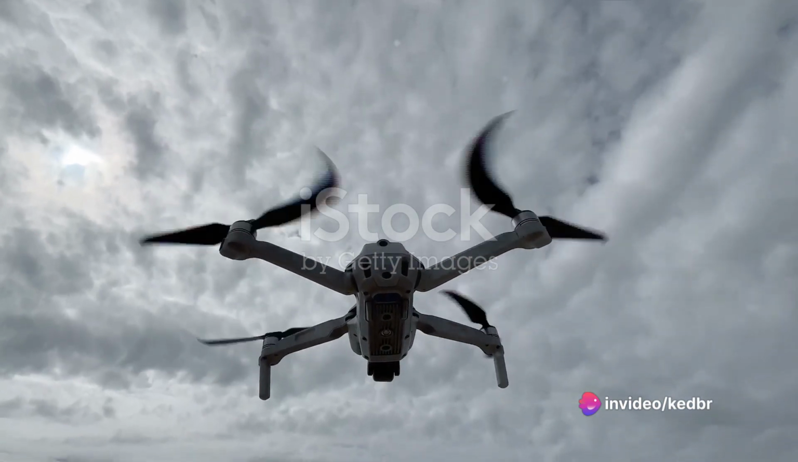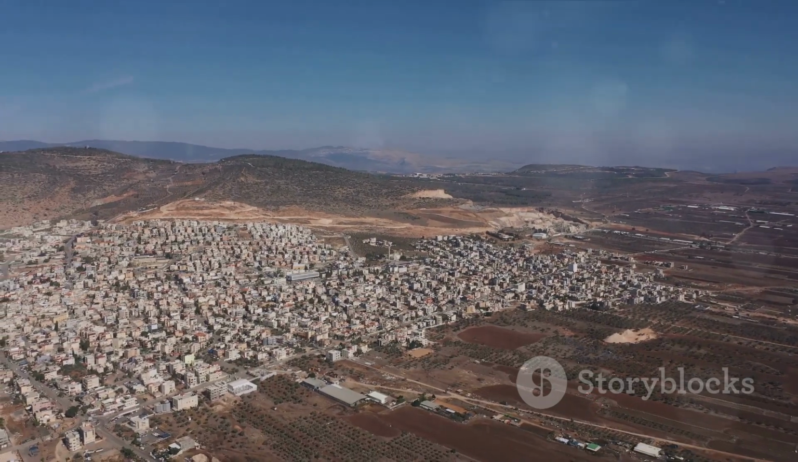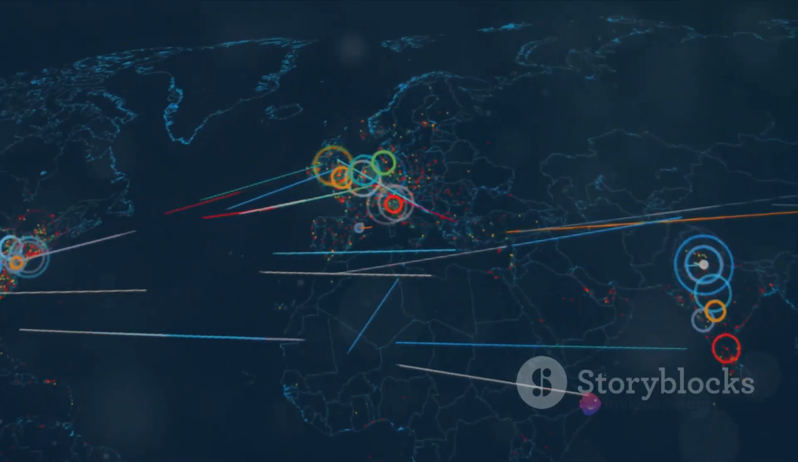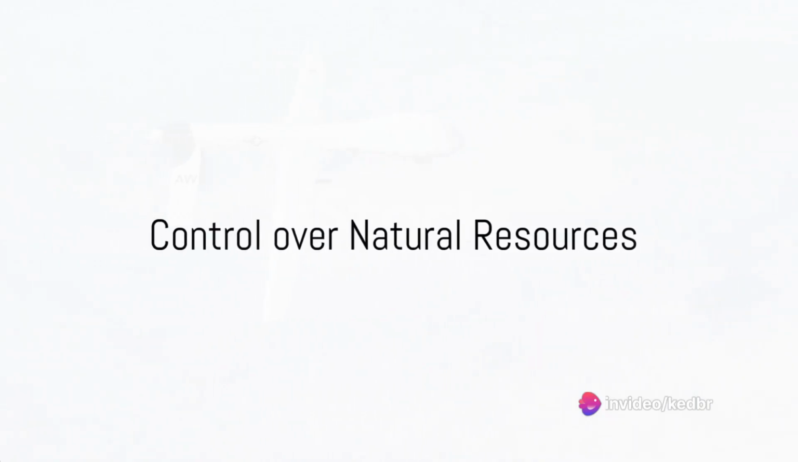This included the creation of a highly advanced drone program, which has been used extensively in the occupied territories. These drones have been employed for a range of purposes, from surveillance to targeted attacks. As the technology has evolved, so too has its application.